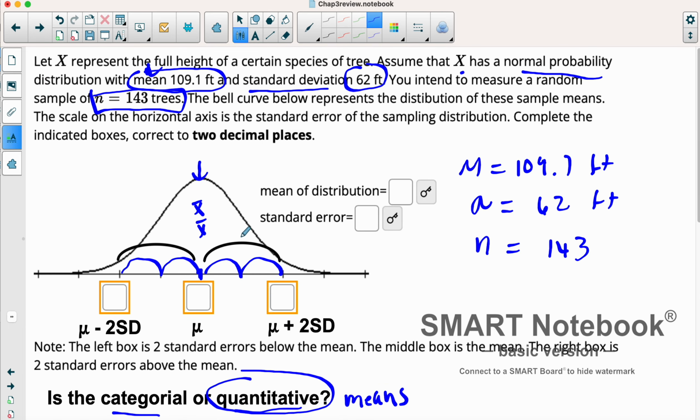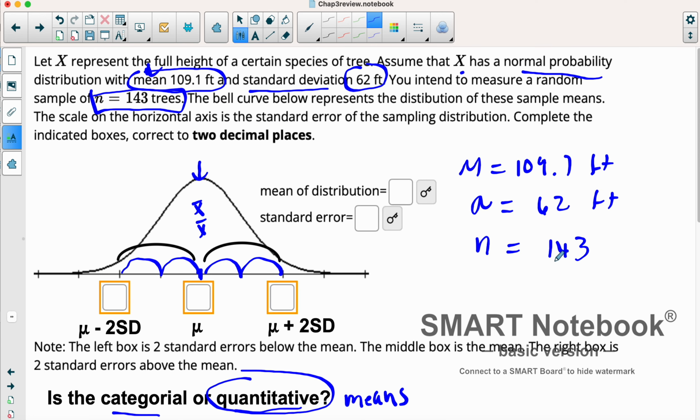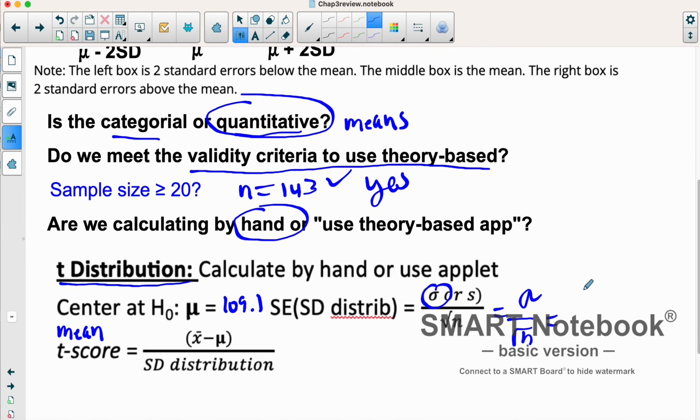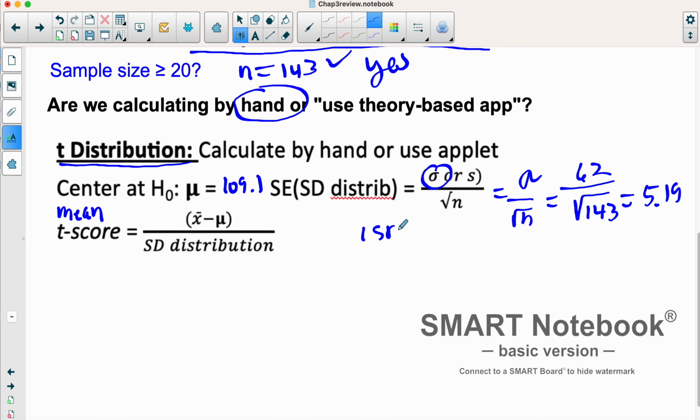Mu is equal to 109.1. We're going to use sigma, so we've got sigma divided by the square root of n. That's equal to 62 divided by the square root of 143, and that is equal to 5.19. This is one standard deviation.